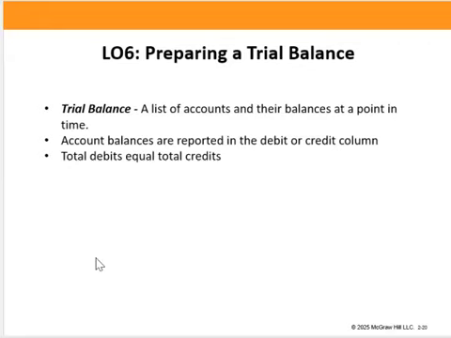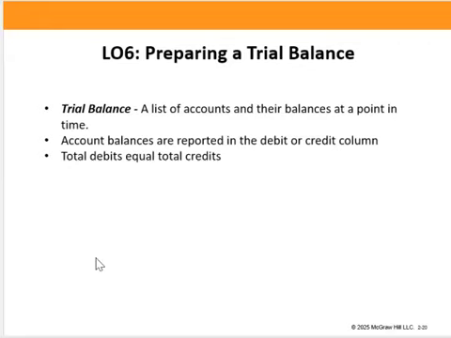Anything that affected cash, we posted to cash. Anything that affected each individual expense was posted in each individual expense account. After we posted them, we have to add them up and come up with the balance in each of the ledger accounts. Then we can create the trial balance.